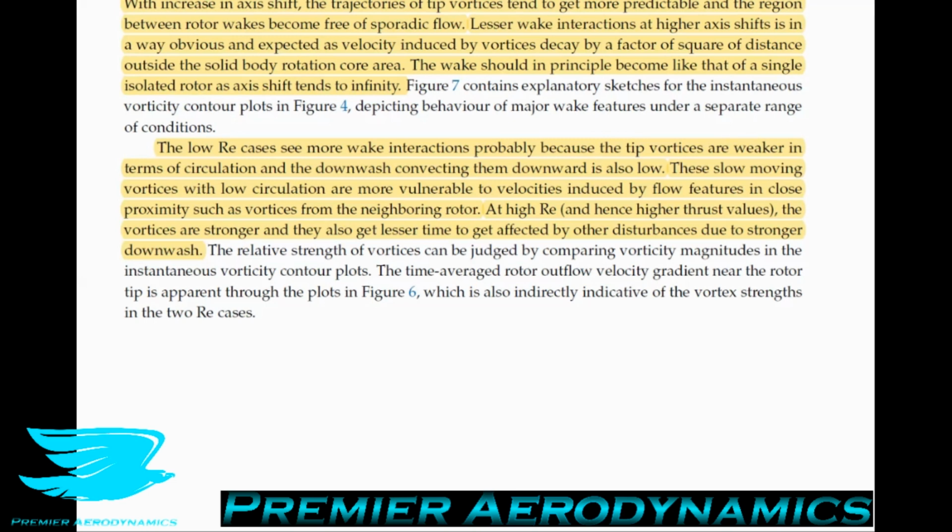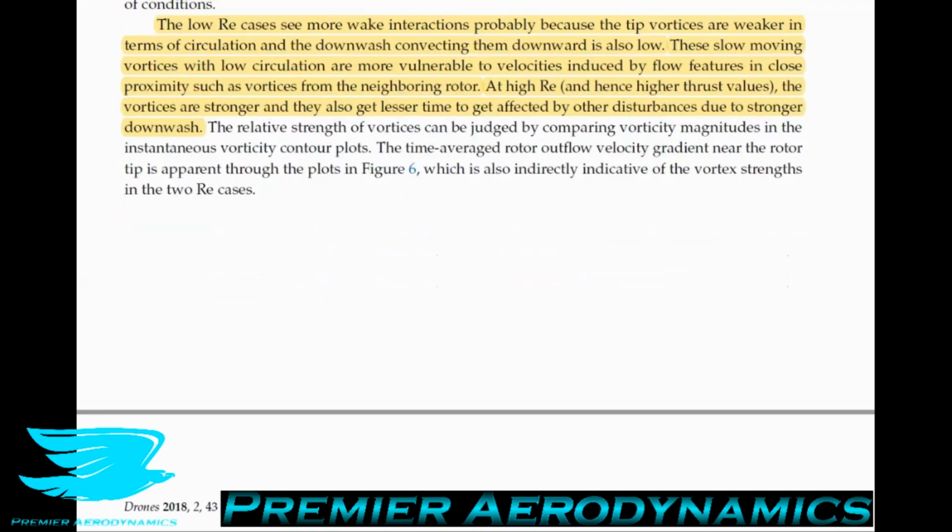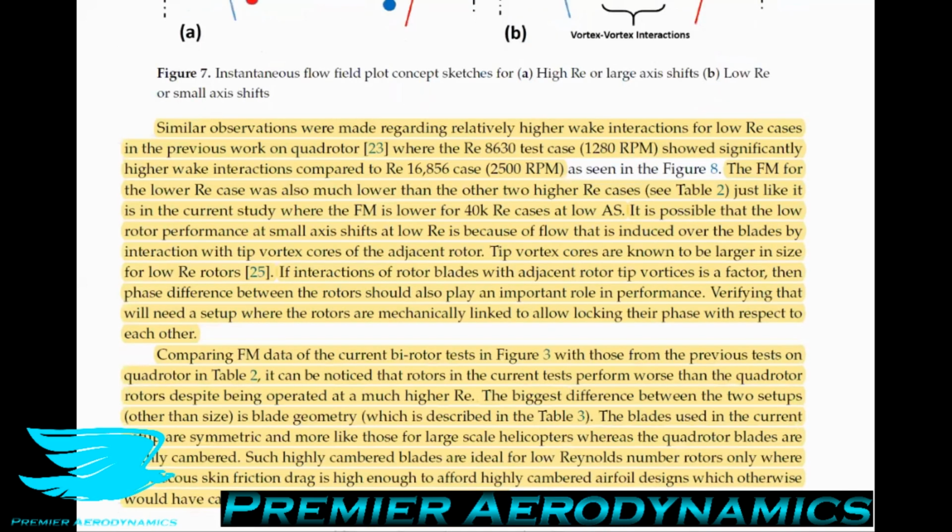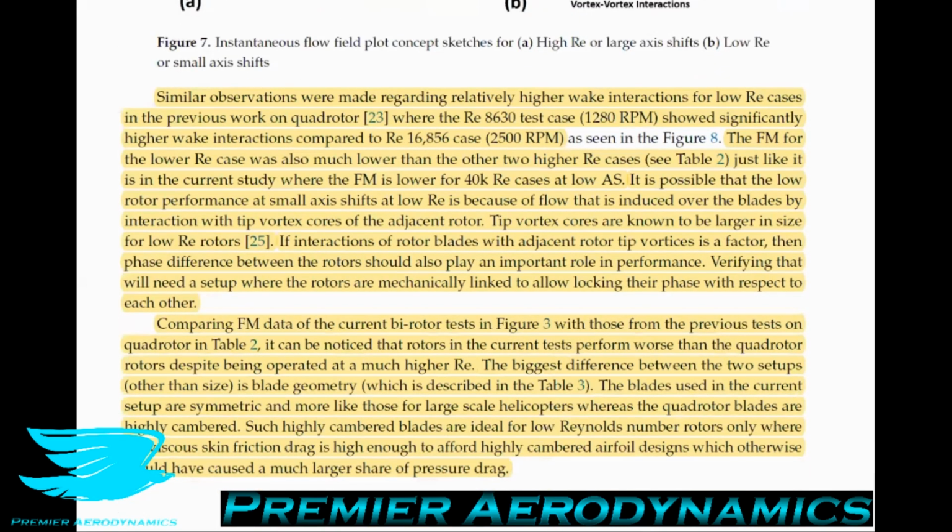So what this means is when you're traveling at higher velocity, higher Reynolds numbers, so the rotor is spinning faster, you're producing more thrust. And this is then jettisoning out the wake faster, and that way it gets clear of the other rotor wake interaction much quicker. So that's one of the reasons why there is less interaction when you have a high Reynolds number.